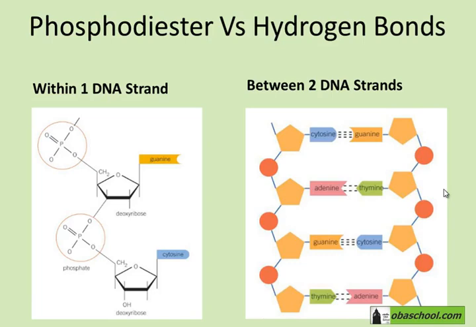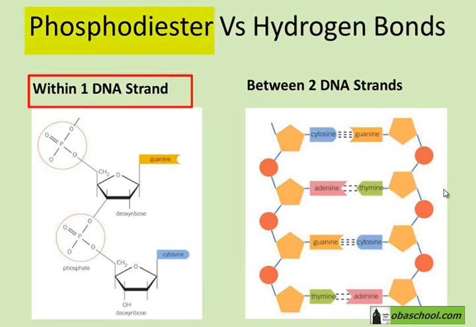So a quick reminder, just to differentiate between the phosphodiester bonds and hydrogen bonds in DNA. The phosphodiester bonds are within the same DNA strand. In the same DNA strand, the mononucleotides are going to connect with each other to form a polynucleotide. This is a phosphodiester bond that happens between a phosphate molecule and a sugar of another mononucleotide.